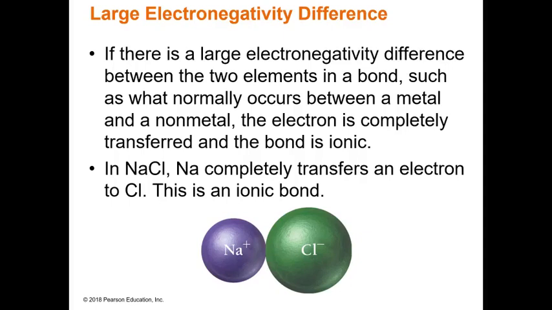When the electronegativity difference is very large, as between a metal and a nonmetal, the electron is fully transferred from one atom to another, forming ions. This results in an ionic bond. Sodium chloride, NaCl, is a classic example.